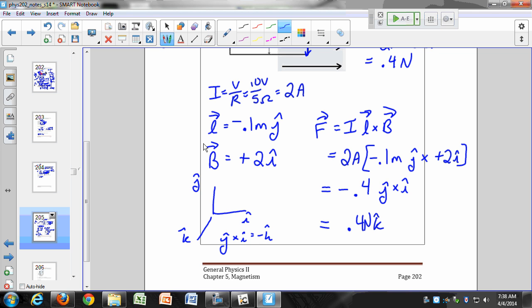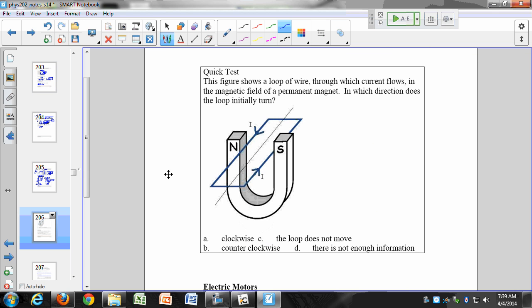All right. Let's try this next one, and we'll move into electric motors soon. All right, so let's say we have this loop of wire. This loop of wire runs into the page on this side and out of the page on this side. And it's allowed to rotate about this axis right here. It's kind of like the motor that I showed you last time.